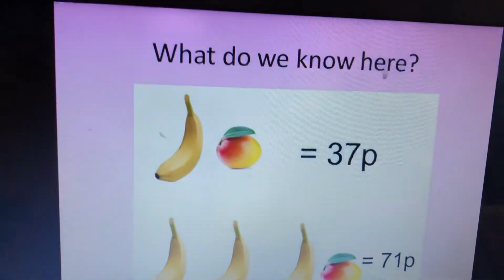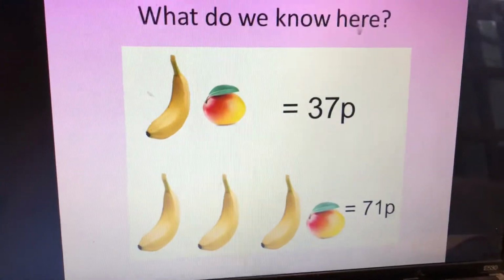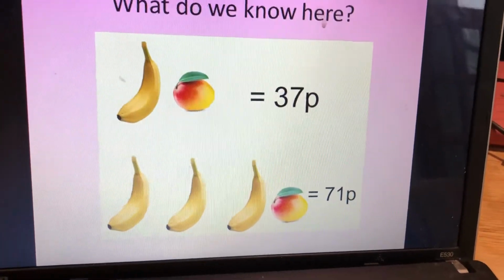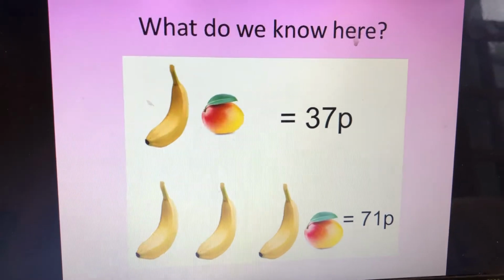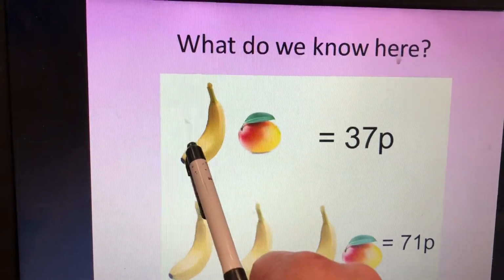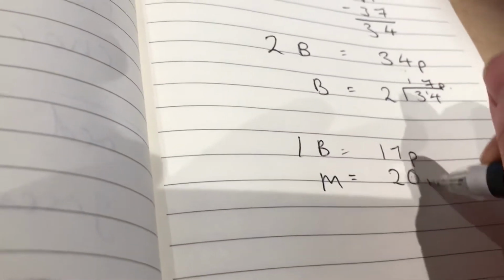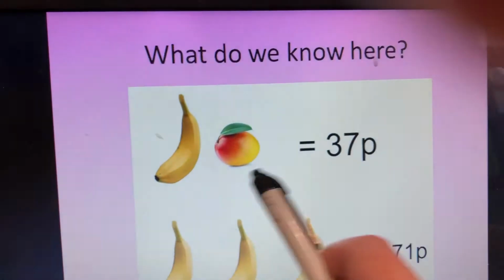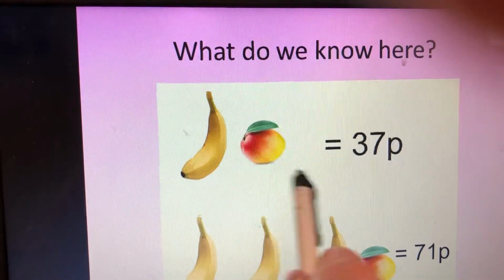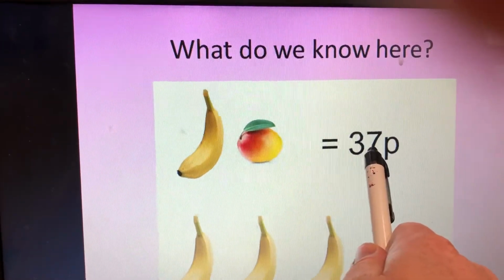So go back to either problem, but go back to our original one. If 1 banana is 17p, what would the mango be to make the total 37? Yeah, the mango must be 20p. So that would work, wouldn't it? If that was 20p and that was 17p, add them both together, it would make 37.